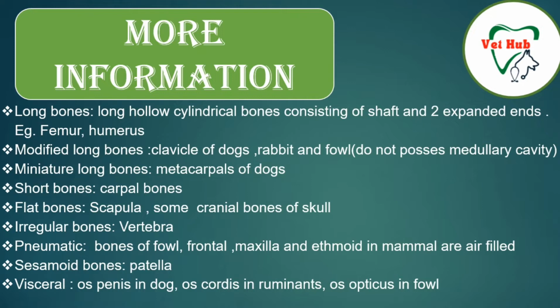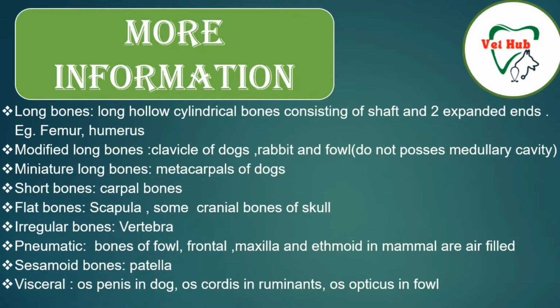Long bones are long, hollow, and cylindrical, consisting of a shaft and two expanded ends, for example, femur and humerus. Modified long bones include the clavicle of dogs, rabbit, and fowl. They do not possess a medullary cavity. Similarly, miniature long bones include metacarpals of dogs. Short bones include carpal bones.